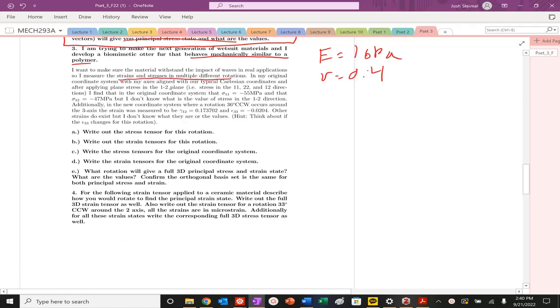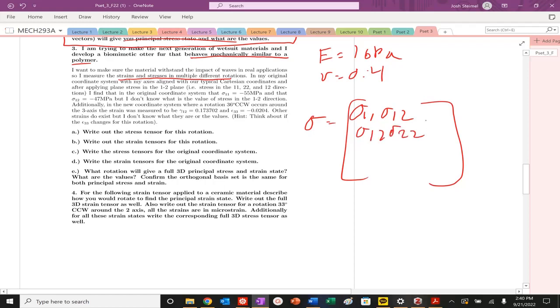So I measured the stresses and strains at different rotations. We can write out some of the values that we know, and then work through and look at our tensor initially. So we do have a stress in the 1-1, the 2-2, and the 1-2 in our original coordinate system. We know the values of sigma 1-1 and sigma 1-2, but we don't know what sigma 2-2 is. So that's an unknown. Excellent. That was a typo there.